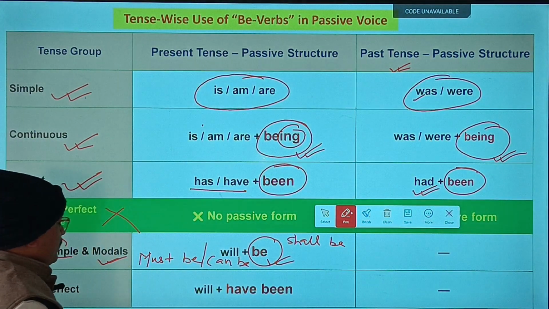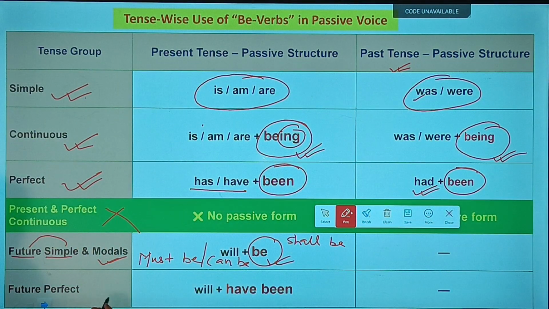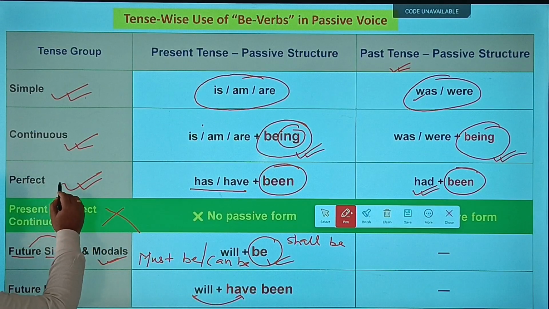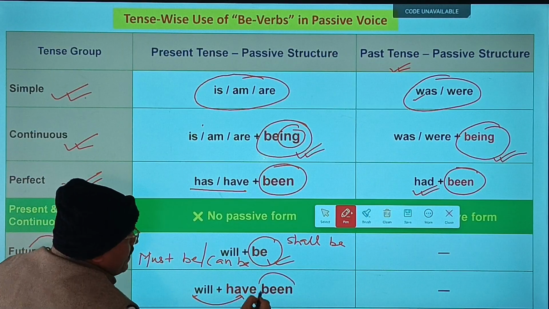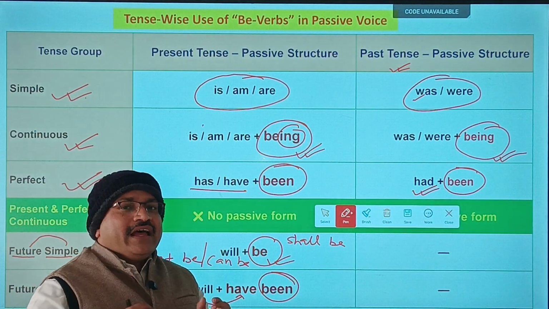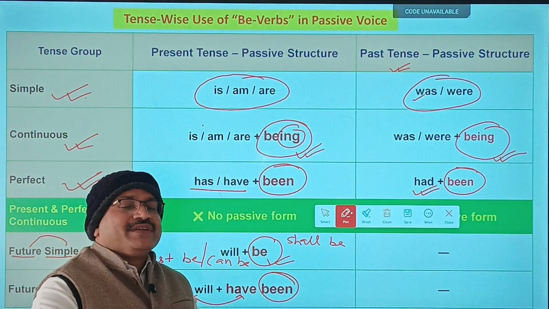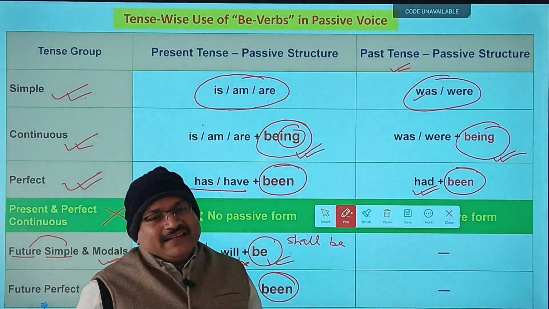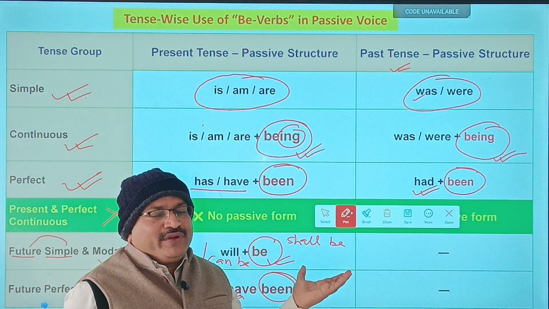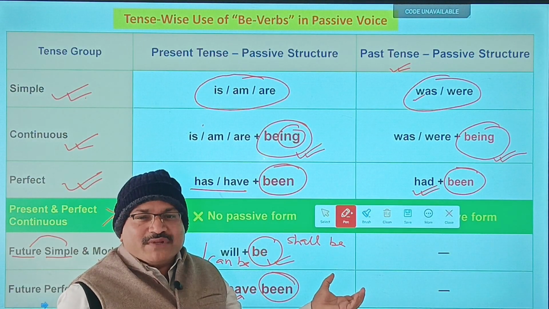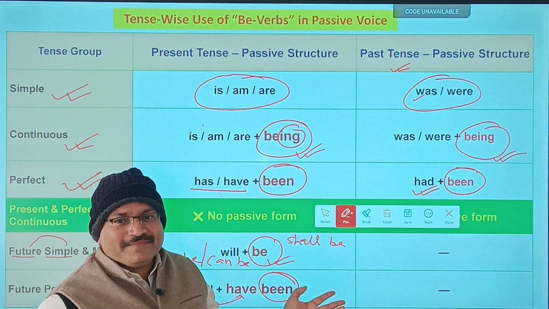Very important. Future perfect will have perfect. Remember, perfect will use been: will have been. So this is how helping verbs, be verbs, are used in passive voice. As simple as that. This is the backbone of active and passive voice. If you know this, 80% of the topic is done.